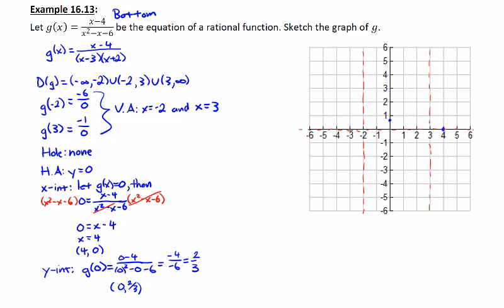So with that said, we are going to create 3 t-charts because our domain is written in 3 intervals. We'll have one t-chart here for the left piece. We'll have a t-chart here for the middle. And then we'll also make a t-chart here for the right-hand side. Let's just start with the left and work our way to the right.